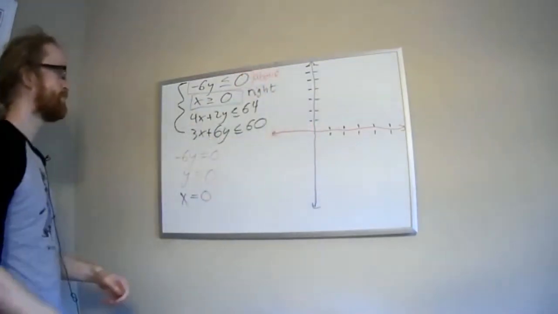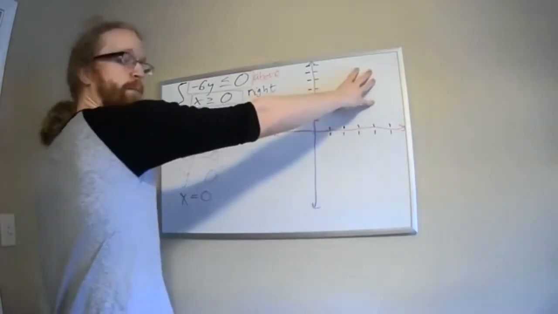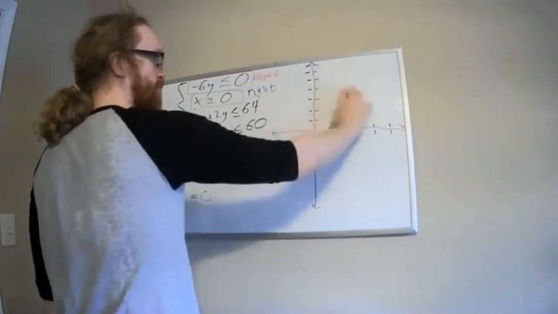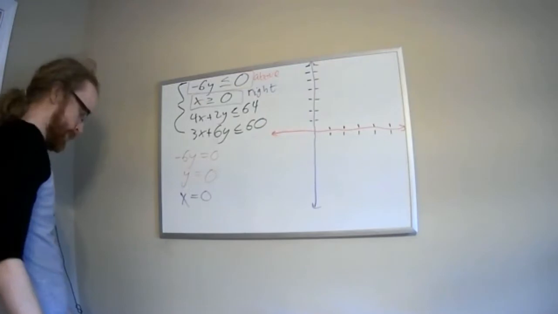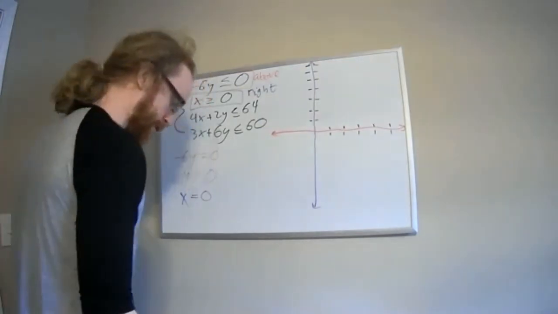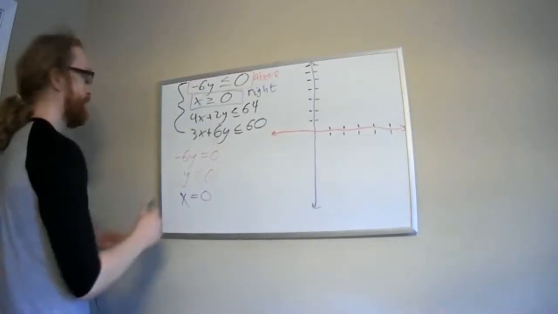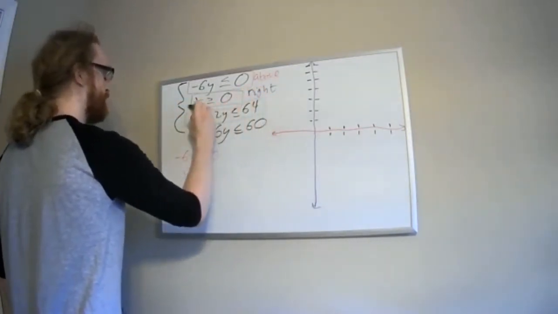So far I'm shading above the red line and to the right of the purple line, so I know I'm up here in this first quadrant, this upper right quarter of the plane. Okay, now here come the more annoying inequalities. So for example, there's this guy.